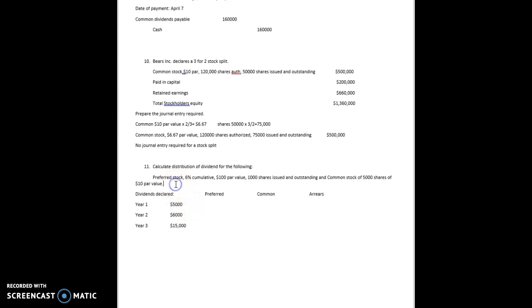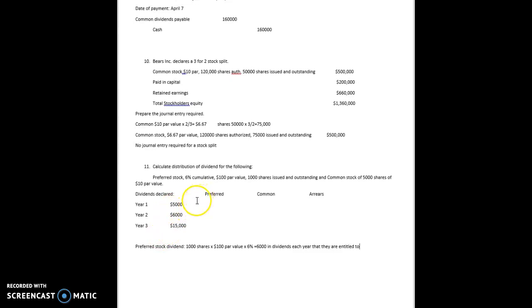All right, so the preferred dividend that the preferred stockholder is going to get is going to come from our calculation. So preferred stock dividend. We're going to take how many shares? We have 1,000 shares times the par value of 100 times the 6% rate. So they get $6,000 in dividends each year that they are entitled to.